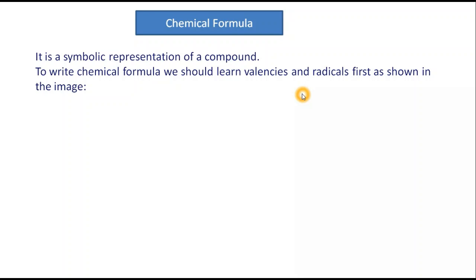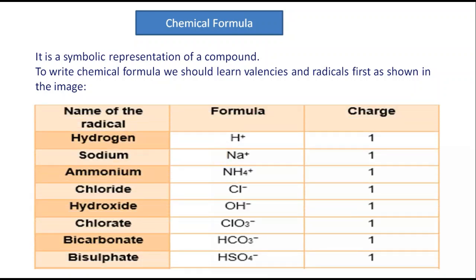So, to write the chemical formula of any ion, we should first know their valencies and radicals. Radicals are nothing but polyatomic ions. So we should know the valencies of ions, we should know the radicals, then we can write the chemical formula. So here I'm presenting some radicals and their charges.